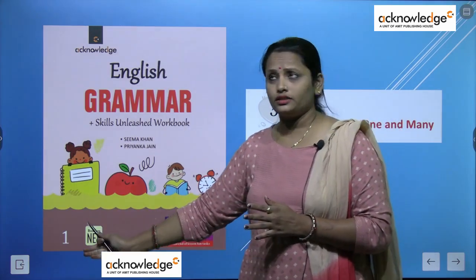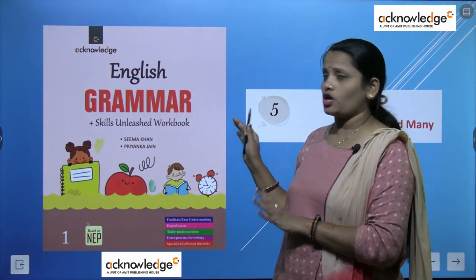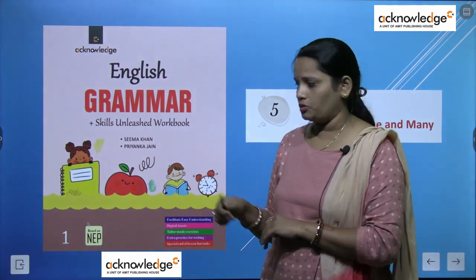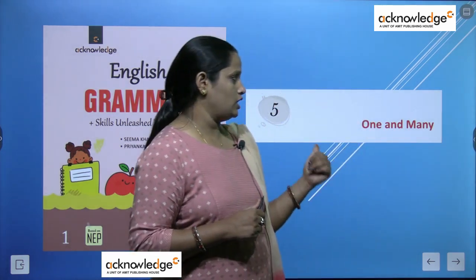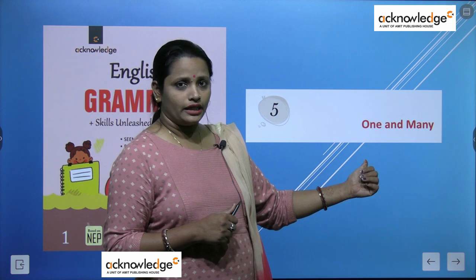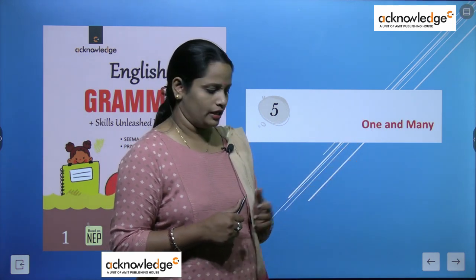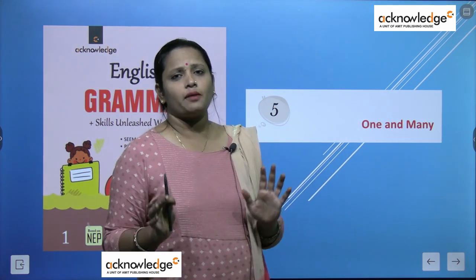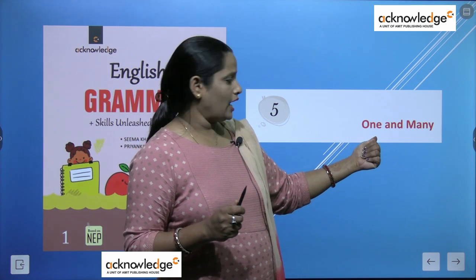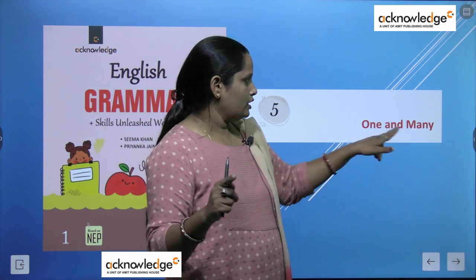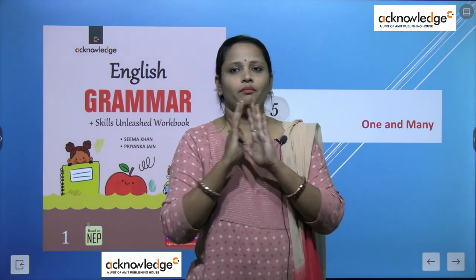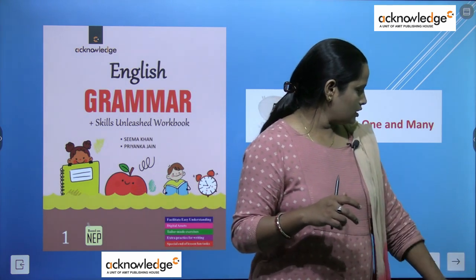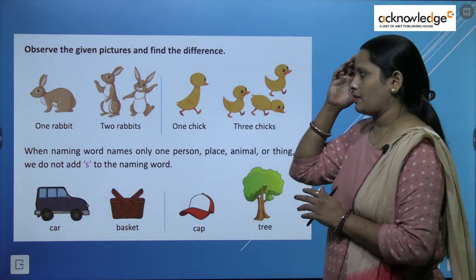This is your book 1 and this is the cover page of your book, English Grammar Plus Skills Unleashed workbook. And I am Vandana and I am going to teach you chapter 5, that is One and Many. By the name of the chapter we can understand that in this chapter we are going to learn about anything that is one in number, and many means things that are many in number, meaning the counting increases. So let's begin. This is a very interesting chapter. Let's begin with the chapter.